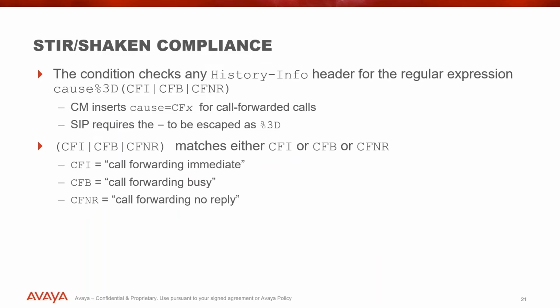So what those mean, those are the forwarding causes that CM populates: either call forwarding immediate, call forwarding busy, or call forwarding no reply. So if you see one of those 3 causes, you're going to want to do this modification.